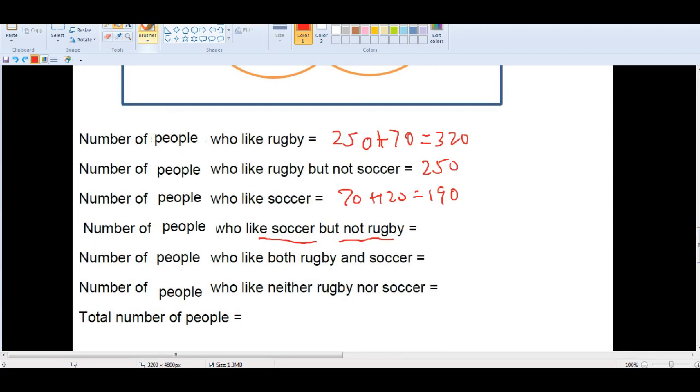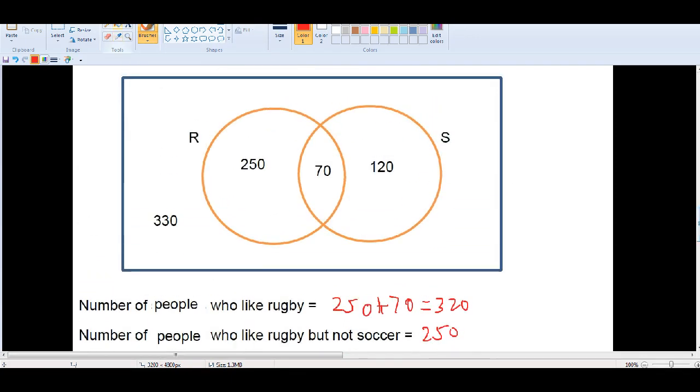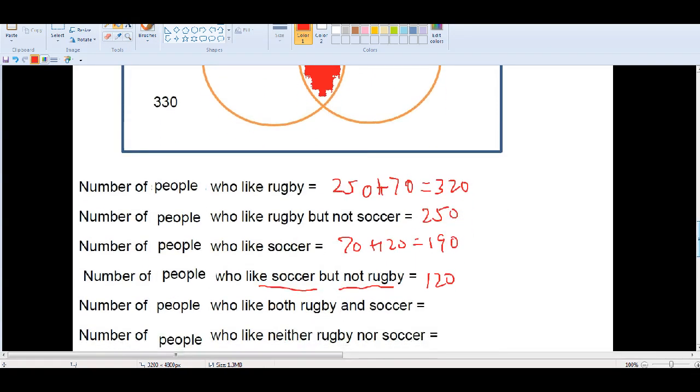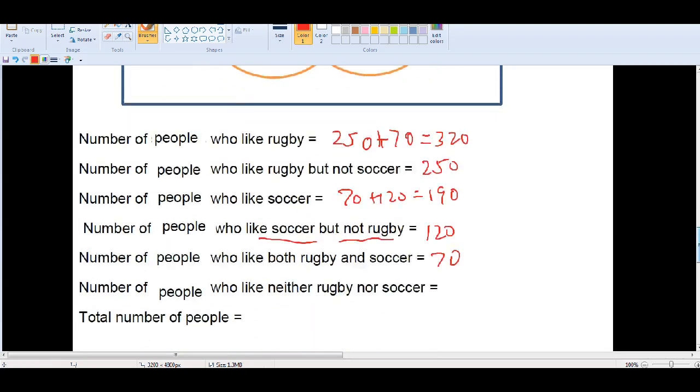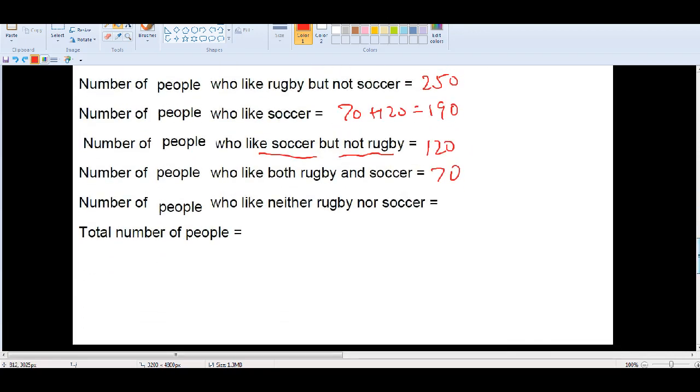Alright. Number of people who like both rugby and soccer. Should be 70. Alright. Who like neither rugby nor soccer? Should be outside the two circles. 330. Alright.